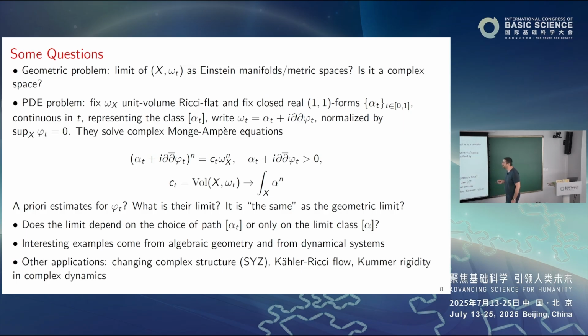And can you identify this limit? And is this limit a complex space? Meaning, is it homeomorphic to a, say, complex analytic variety or a complex manifold if you're very optimistic? That would be the kind of geometer's question.